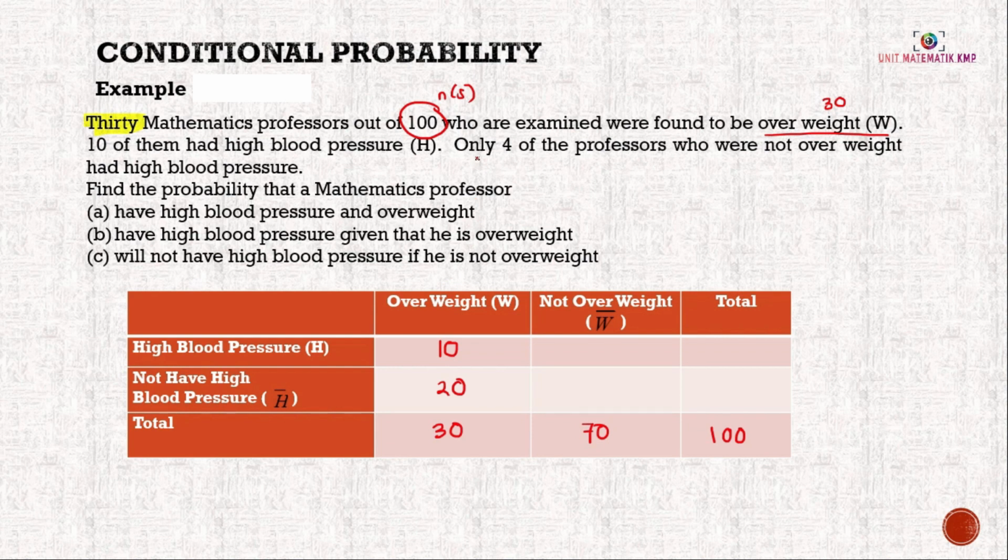Okay, next, only 4 of the professors who were not overweight had high blood pressure. So not overweight had high blood pressure. So dekat bahagian sini, only 4. So 4 here. So kita tolak, kita akan dapat 66. Dan yang kat hujung ni kita total, kita tambah lah. So 86. So bila nak buat table, you kena identify yang mana dulu yang you kena isi.